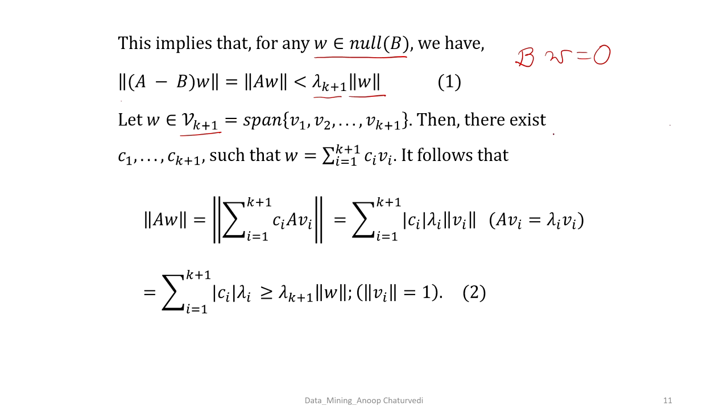Then there exist constants C 1, C 2, ..., C k plus 1, such that you can write W equal to summation i equal to 1 to k plus 1 C i V i. And then it follows that norm of A W is equal to norm of summation i equal to 1 to k plus 1 C i A V i. Now, A V i is equal to lambda i V i. So, you get summation i equal to 1 to k plus 1 mod C i lambda i and then norm of V i. Norm of V i is 1. So, you get summation i equal to 1 to k plus 1 mod C i lambda i. Now, this is greater than or equal to lambda k plus 1 norm of W.